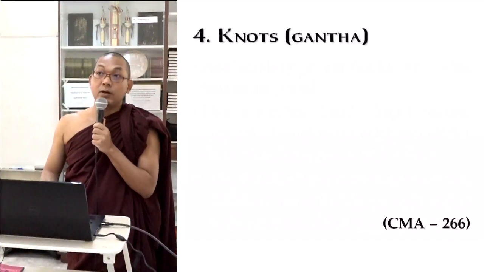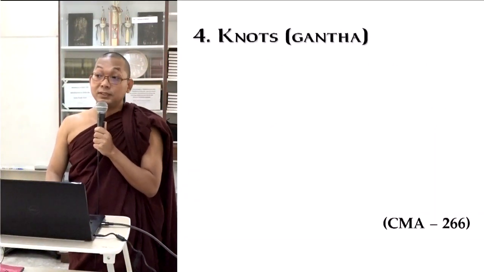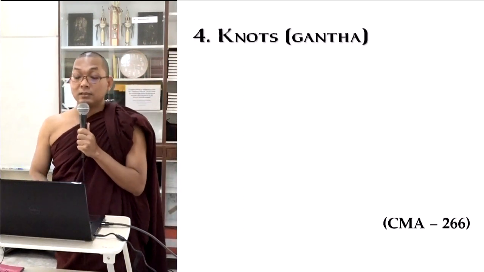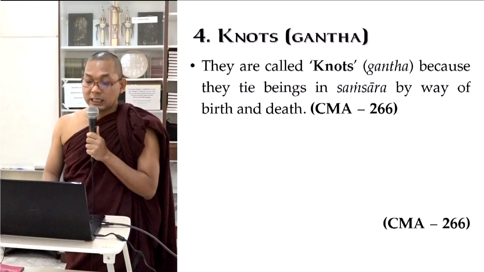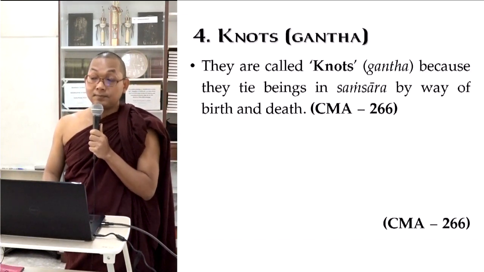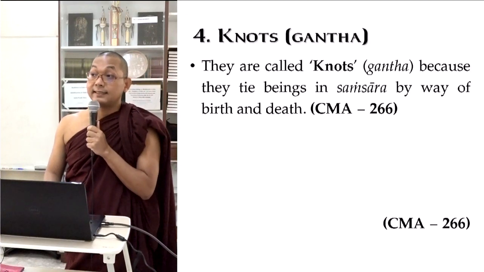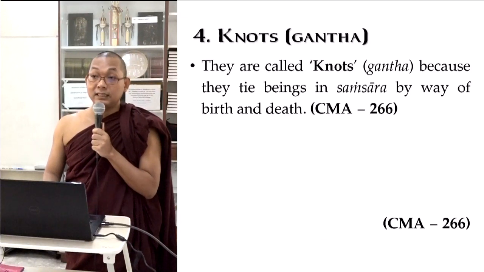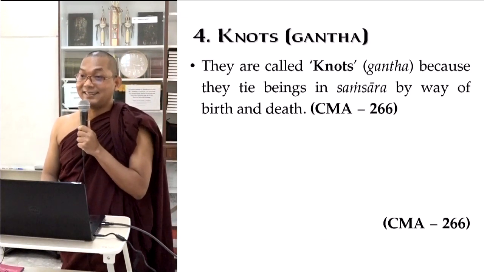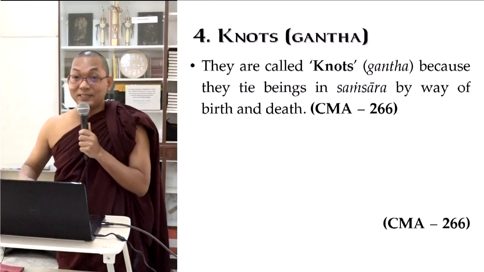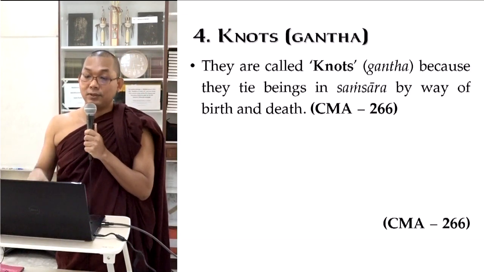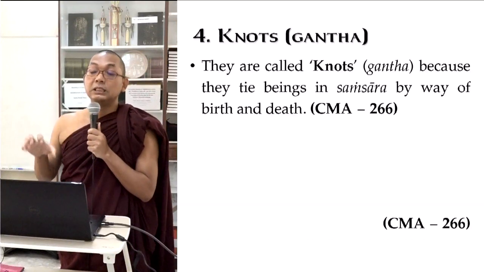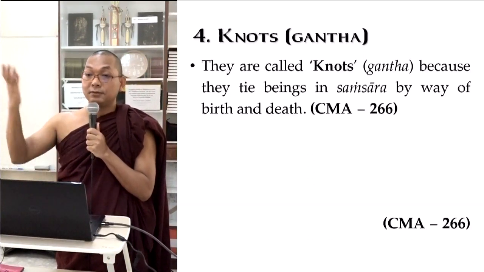Next one is called knots, gandha. Actually, this one is also very beautiful. The Buddha used different terms for the same thing, but this one is different. They are called knots, gandha, because they tie beings in samsara by way of birth and death. If you have four knots, you will be tied in samsara. If you do unwholesome deeds, you'll be tied to hell. If you do wholesome deeds, to heavenly or human realms; if you attain jhana, to the Brahma realm. As long as you stay with the threefold knots, you'll be tied in samsara. Only if you can remove all these knots will you be free from samsara.